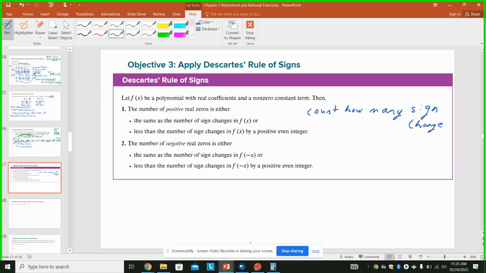All right, so basically what that means is count how many signs change. If it's in standard form and you're looking at the first term and it's positive, then you just go to the next one. If it's positive, that doesn't count. But if it turns into a negative, that's 1. And then you count it again, and then it's 2, depending on how many times the signs change. Then you go down by a positive even integer.